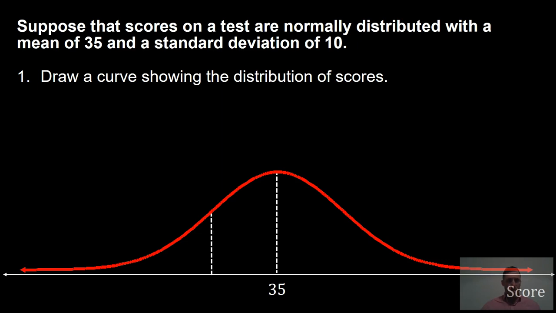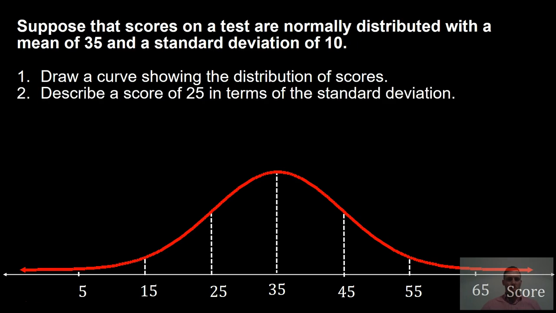We draw in 1 standard deviation to the left, 1 standard deviation to the right, and we know what they are. So it's 35 minus 10 would give 1 standard deviation to the left. 35 plus 10 will give us 1 standard deviation to the right. And then we mark in 2 standard deviations, plus and minus, and then we mark in 3 standard deviations, plus and minus. Describe a score of 25 in terms of the standard deviation. So you can see 25 there. We know that it's 1 standard deviation below the mean.